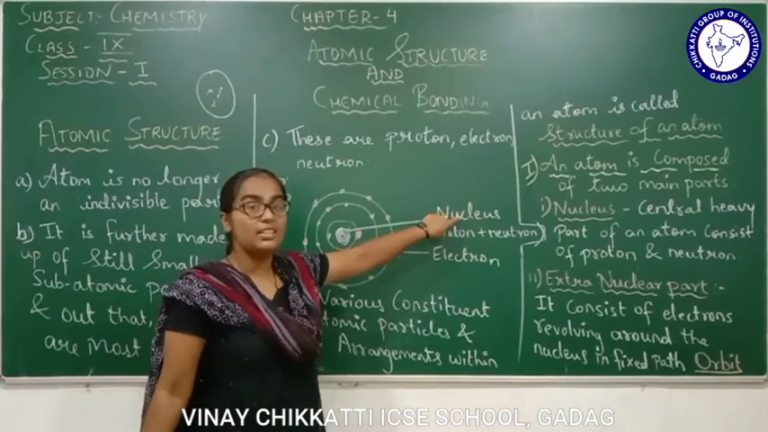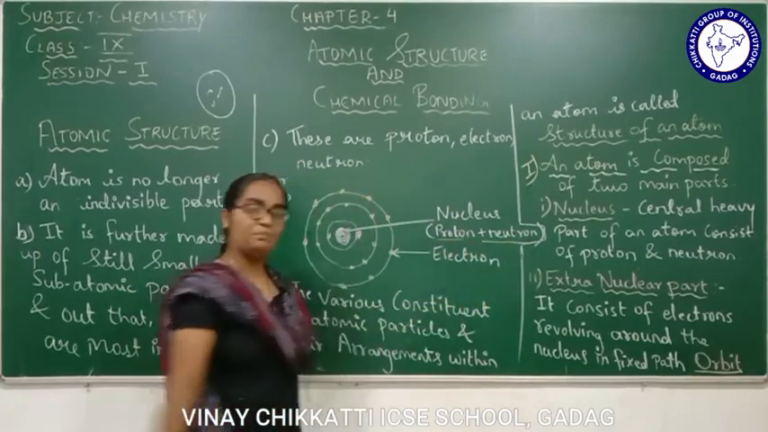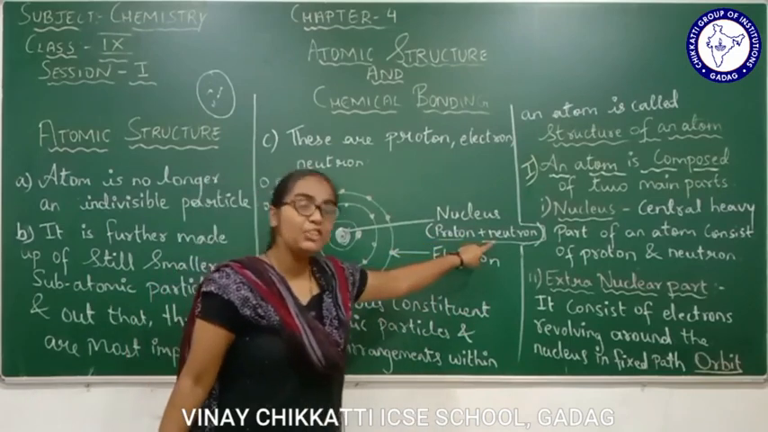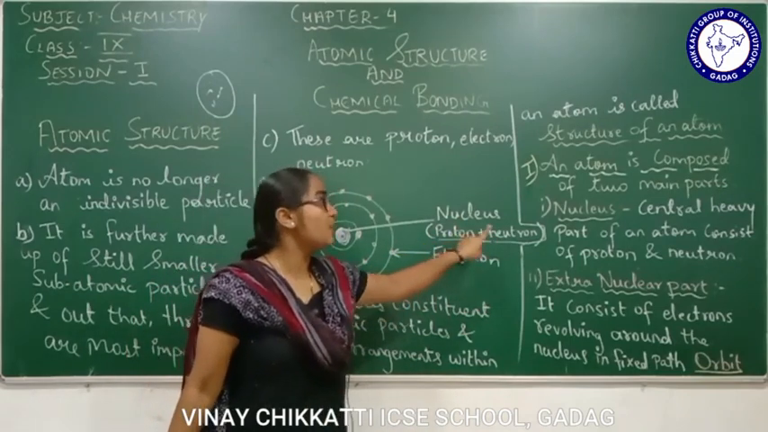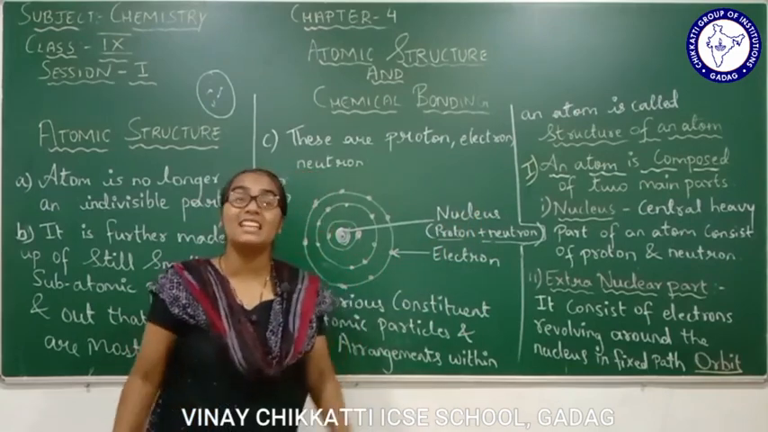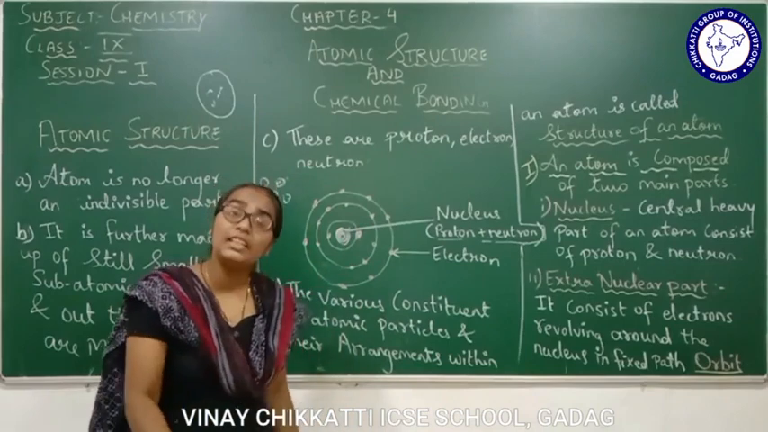And this nucleus comprises proton and neutron. The nucleus will be consisting of proton and neutron. This proton plus neutron combinedly forms the nucleus, and the nucleus will be present at the center of the atom. Now, what about the electrons?